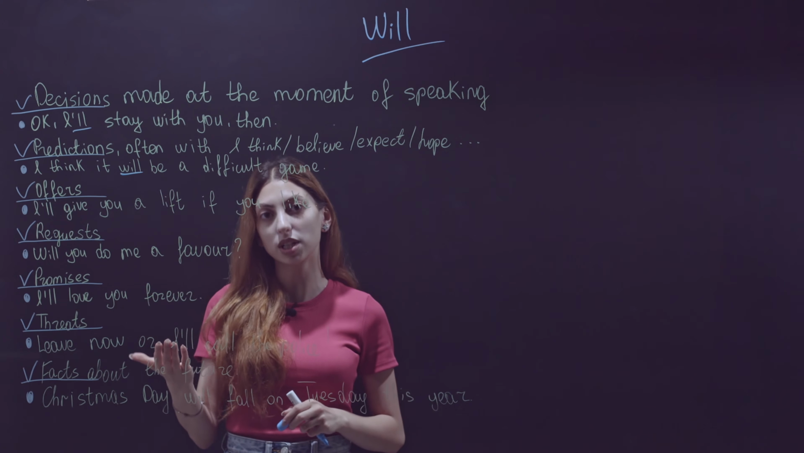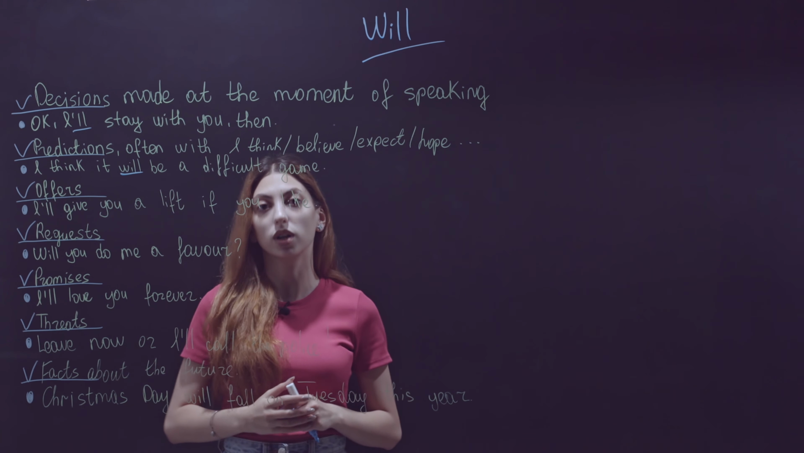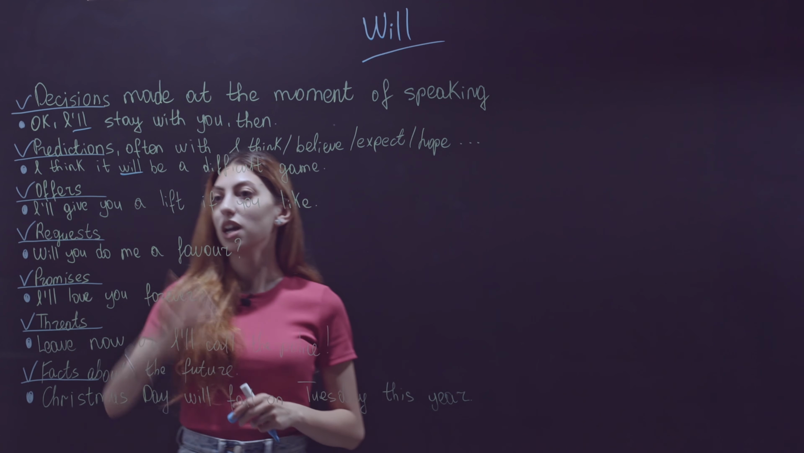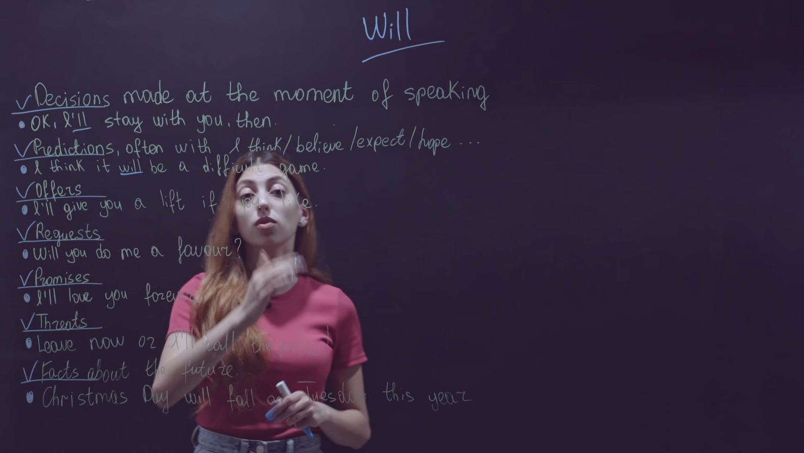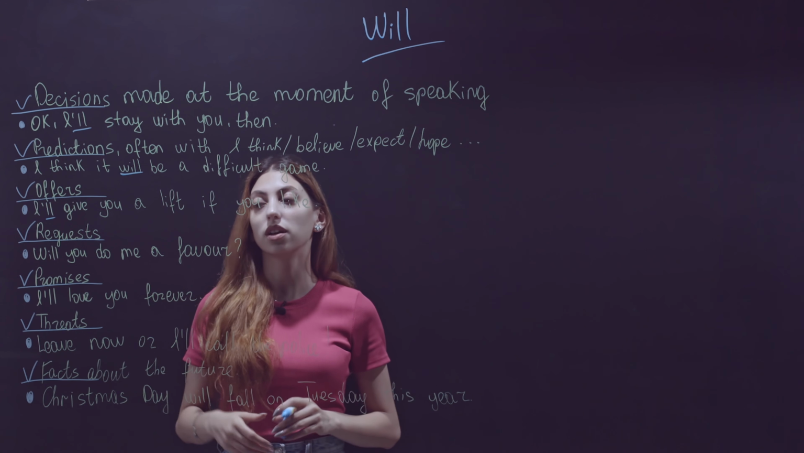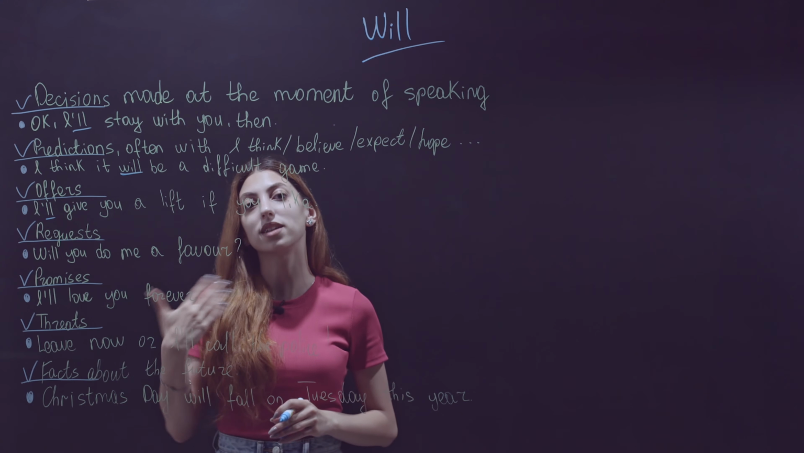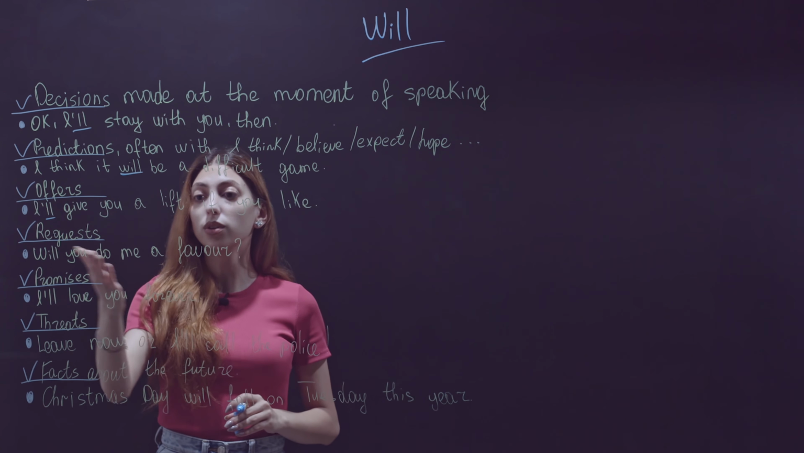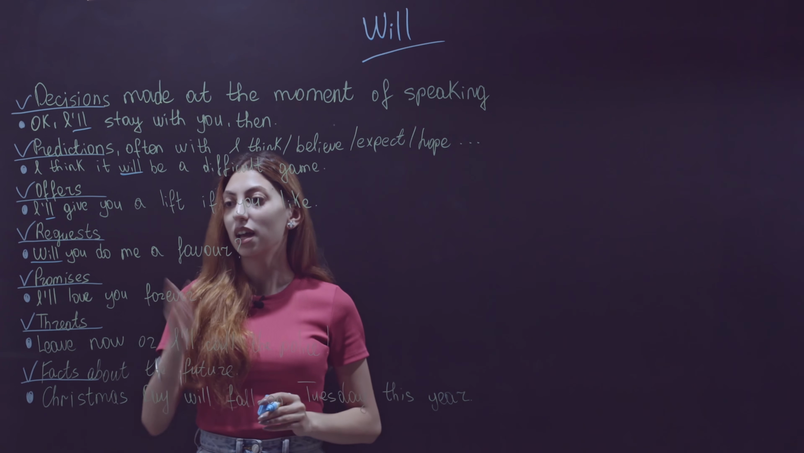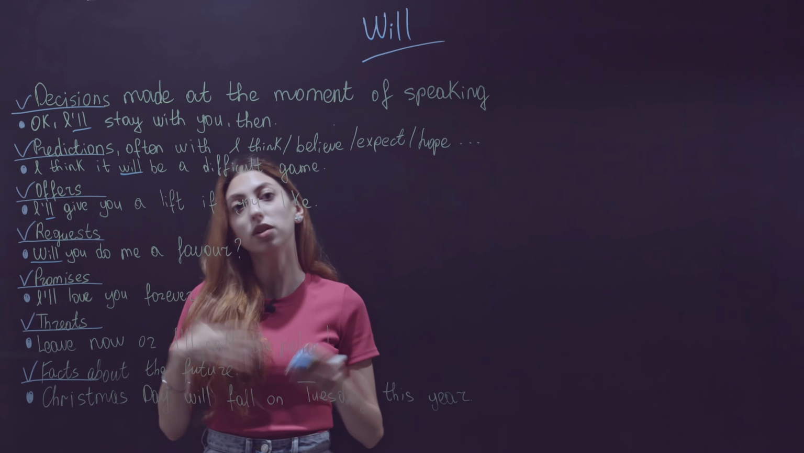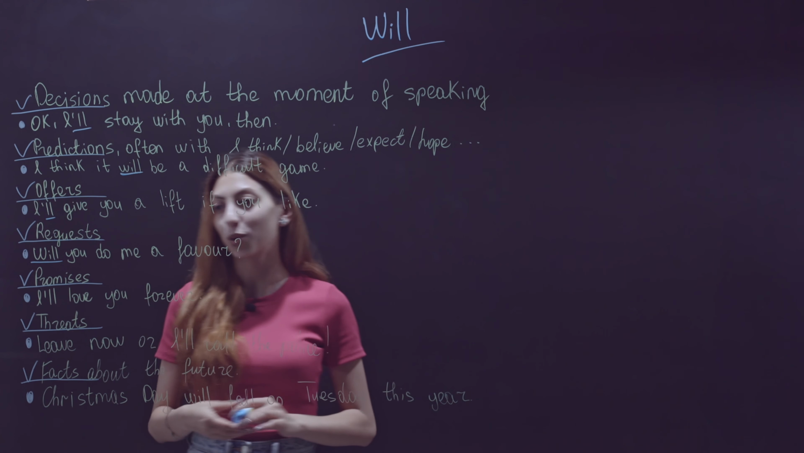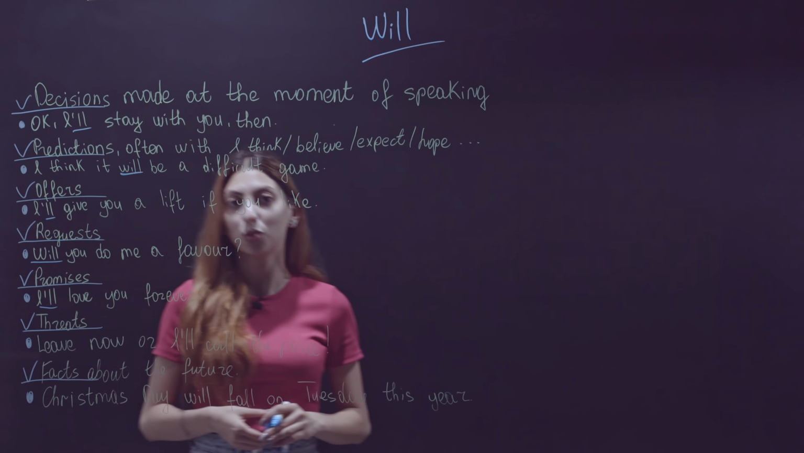Offers. This is the third case where we can use will as a modal verb. When we offer something. Good. I will give you a lift if you like. Here is the will. Next one, requests. For example, will you do me a favor? So here is our will. Next one, promises. For example, I will love you forever. Here is our will.